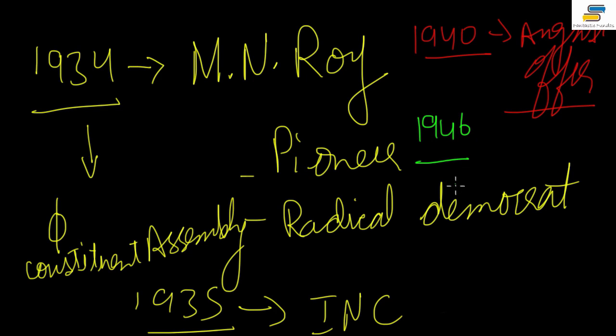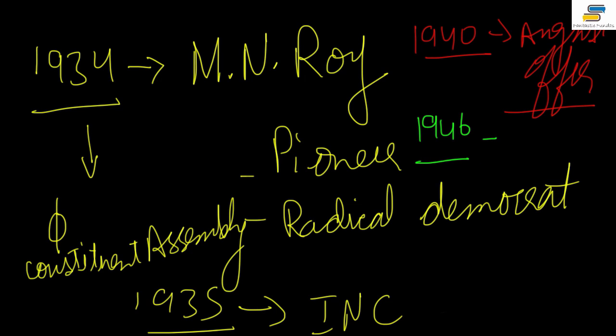The cabinet mission was basically by the British cabinet, and that's called the cabinet mission or cabinet resolution, whatever you want to call it. Now, basically under this cabinet mission, elections are held for the constituent assembly, right?